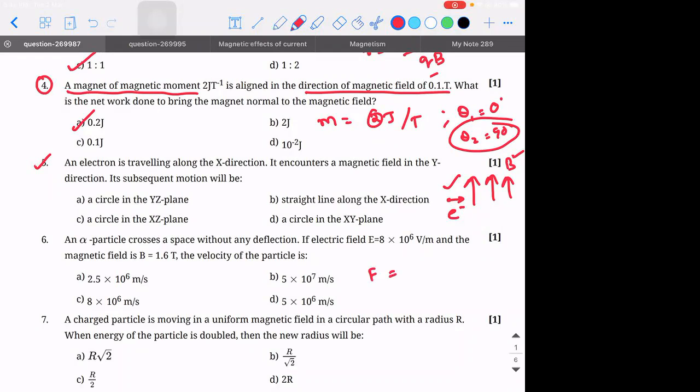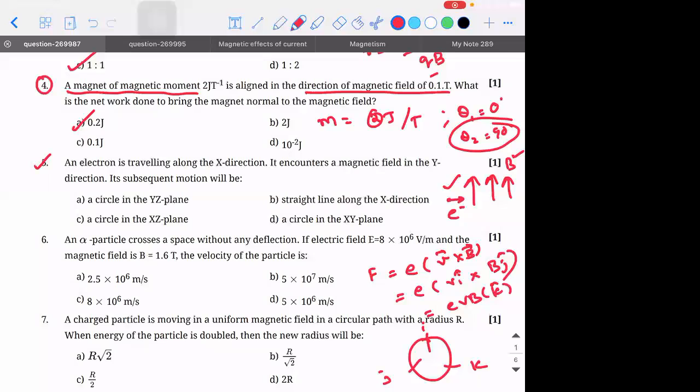F is equal to, forget about the sign, e into V vector cross B vector. V is V i cap cross B j cap. I cross J is going to give you K. Whether it is plus K or minus K, we are not concerned. So for you to recollect, I J K. So EVB into K cap. K cap means it is experiencing a force in the Z direction. It is already having a velocity in the X direction. So which plane is it going to take? XZ plane. Guys, am I clear?